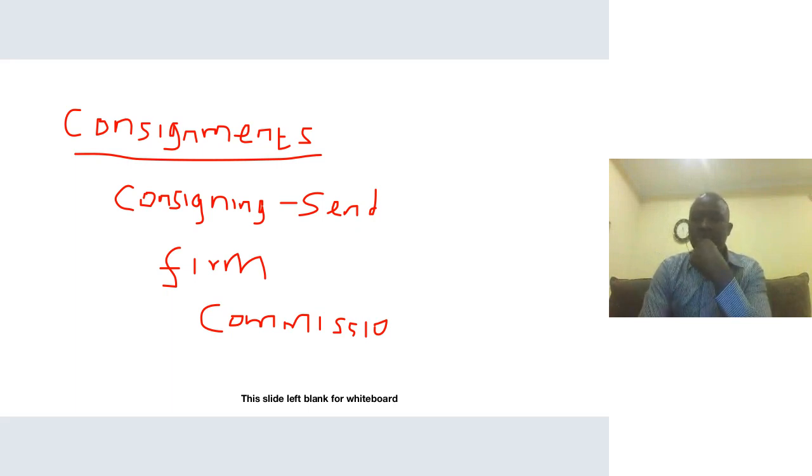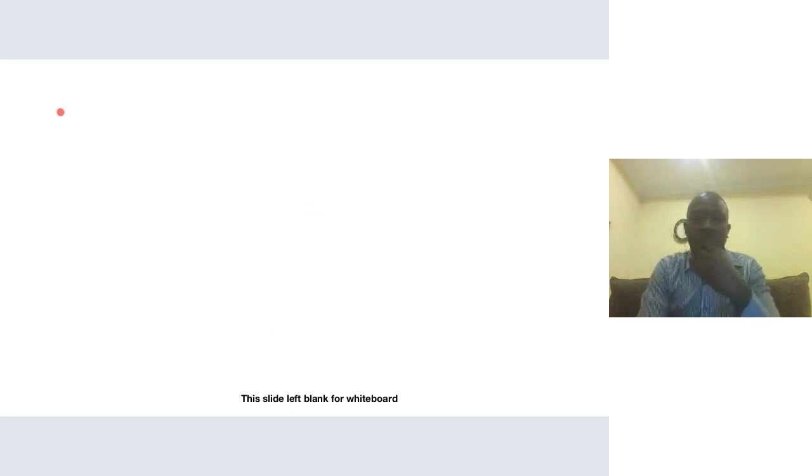Now, I want us next to look at the parties to a consignment. Who are involved? Remember, we have talked of one person sending goods to the others, and the other person receiving. So, parties to consignment.